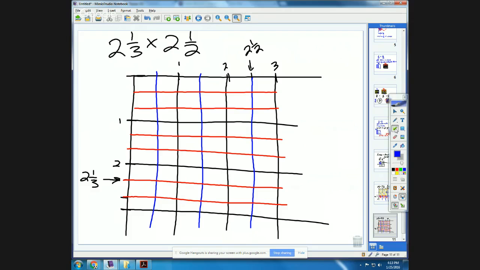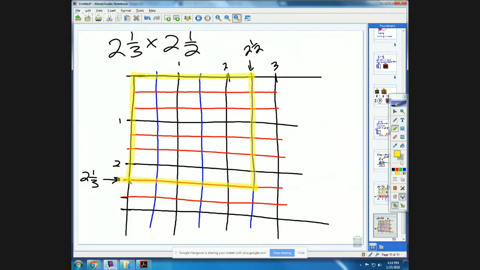Now, having done this, we should be able to identify our answer pretty quick. So here's 2 1/2, right? And here's 2 1/3 that way. So my answer is this box.